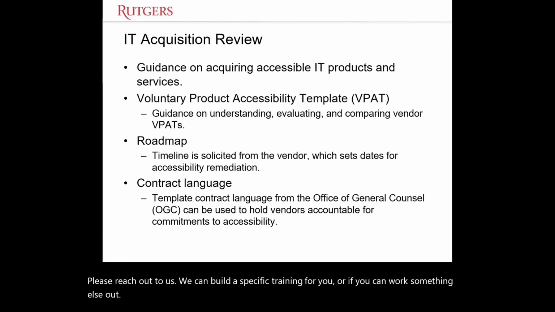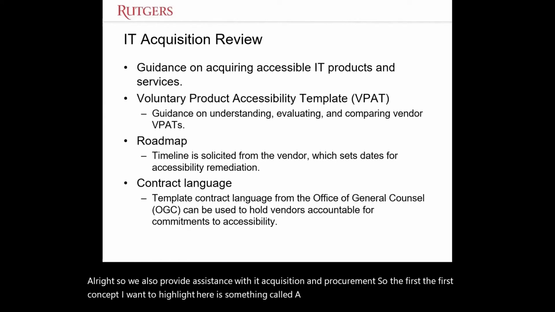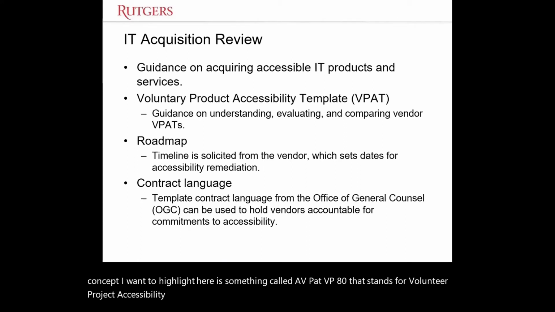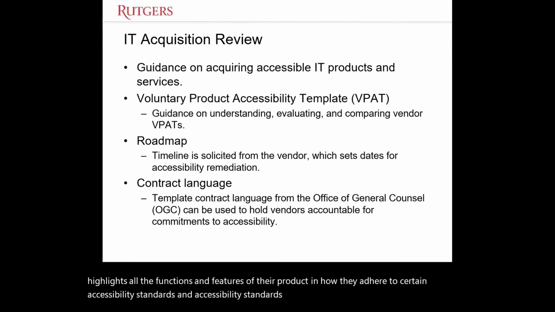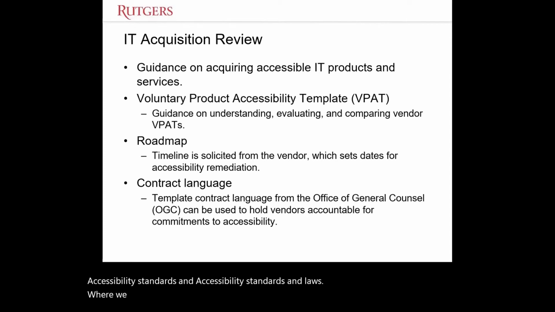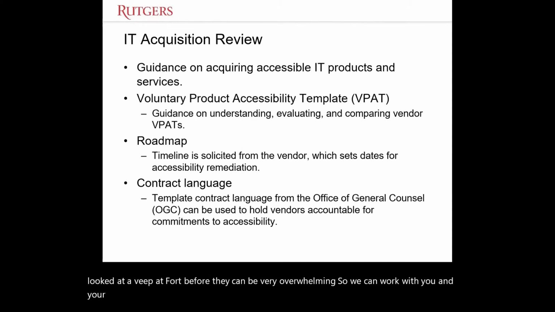All right, so we also provide assistance with IT acquisition and procurement. The first concept I want to highlight here is something called a VPAT, which stands for Voluntary Product Accessibility Template. A VPAT is a document that is produced by a vendor that highlights all the functions and features of their product and how they adhere to certain accessibility standards and laws. Now, where we come in is that for someone who doesn't work with accessibility or has never looked at a VPAT before, they can be very overwhelming. So we can work with you and your team to help you analyze VPATs.